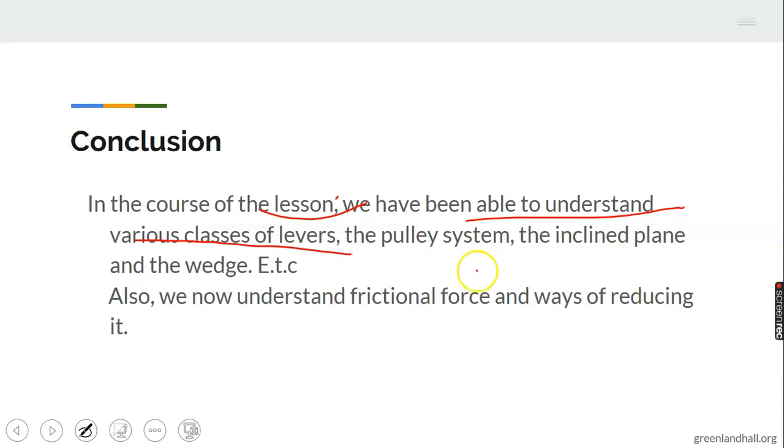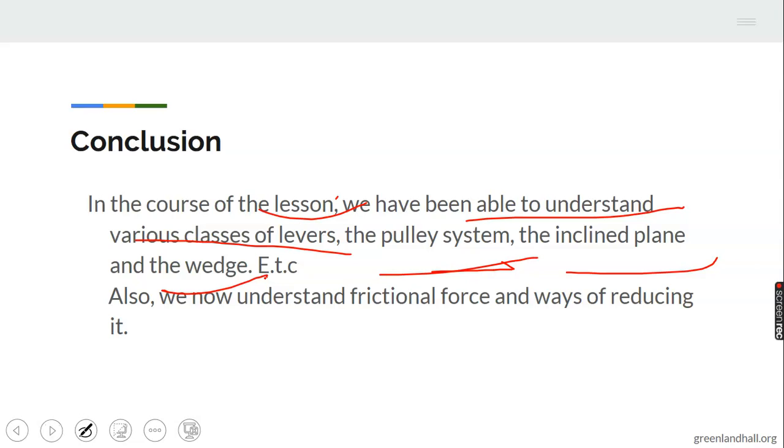We also looked at pulley systems. We said we have single pulley, and we have the block and tackle pulley also. We have those that are fixed, and those in which the pulleys are movable. We also looked at the inclined plane, which we use to raise loads into lorries. Also, we looked at the wedge, which is a machine we use to split material into two. Your axe and your knife all belong to wedge. We can use them to cut material into two.